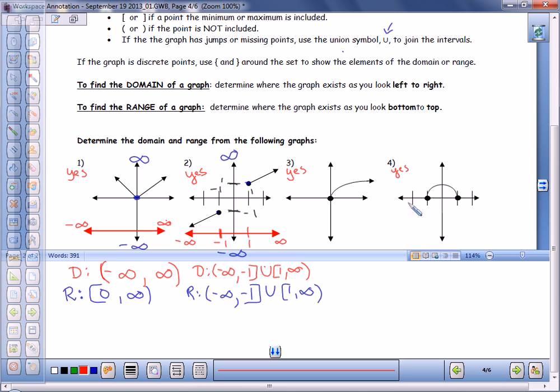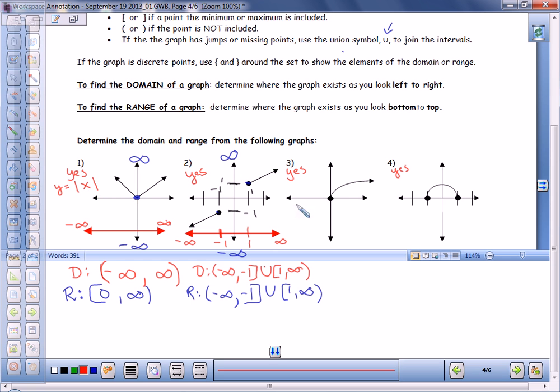Does anybody know what kind of function number 1 is? Non-linear. Good job. Absolute value. The absolute value function looks like a V. Now, you don't have to know that for this year, but that's what it looks like. Okay, I talked about this one the other day. Does anybody remember this one?